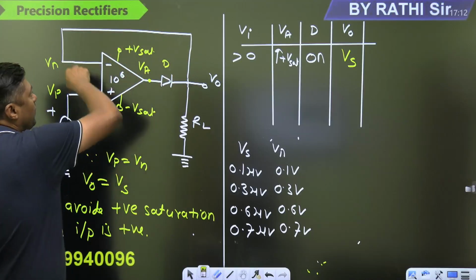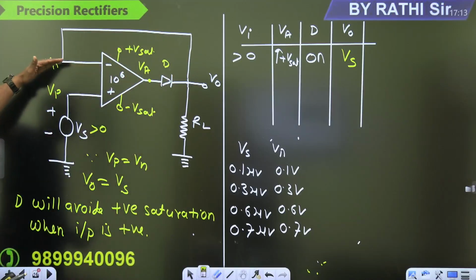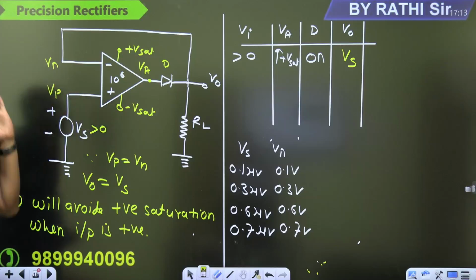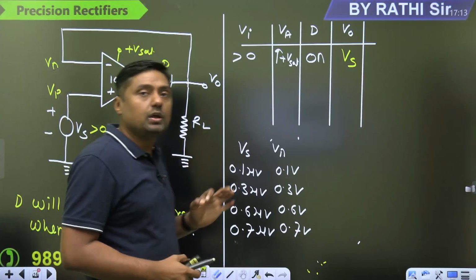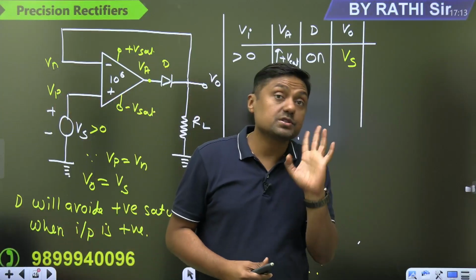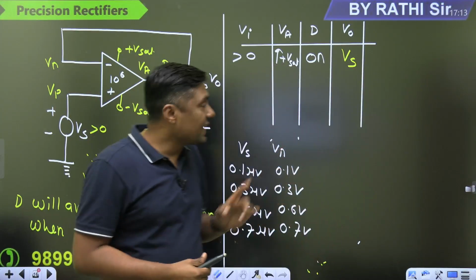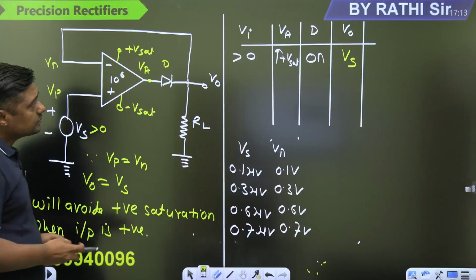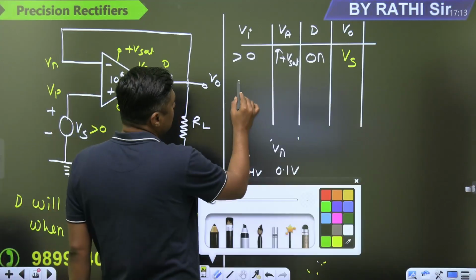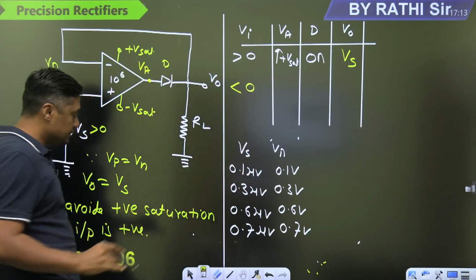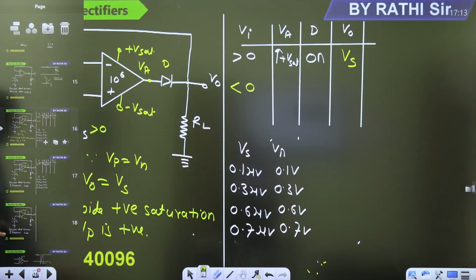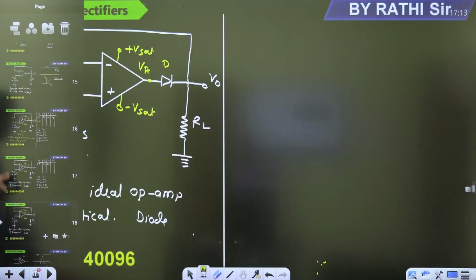There is negative feedback. The virtual short concept is applicable. Vp is equal to Vn and that's why V0 is equal to Vs. And we are getting the output. That is the first case. What is the second case? Second case here, when the input is less than 0. Is it clear? I think this table is clear.